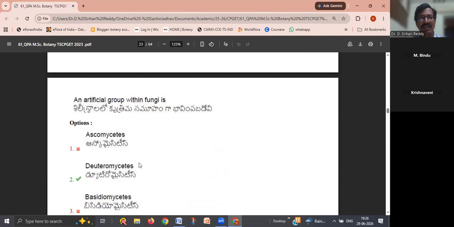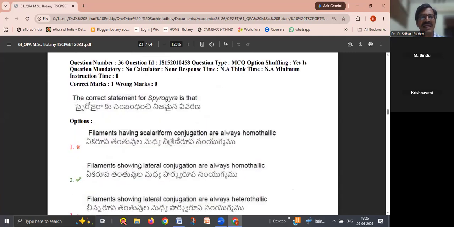So this is the artificial group. An artificial group within fungi is Deuteromycetes. That you should remember. And now the correct statement for Spirogyra.